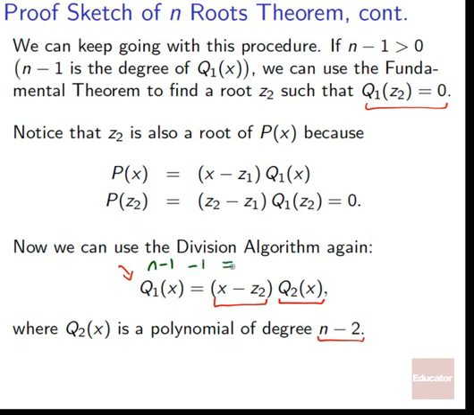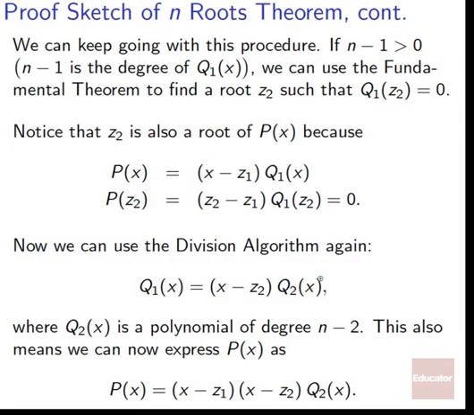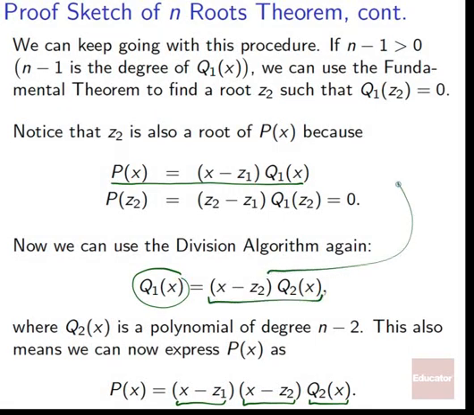So we subtract 1, so we're going to get n minus 2 as the degree of q2 of x. Now, this means that we can also express p of x as x minus z1 times x minus z2 times q2 of x, right? Since q1 of x equals x minus z2 times q2 of x, and we know that p of x equals x minus z1 q1 of x, we take this right here, and we swap it in for q1 of x right here, and we're going to get x minus z1 times x minus z2 times our second quotient of x.